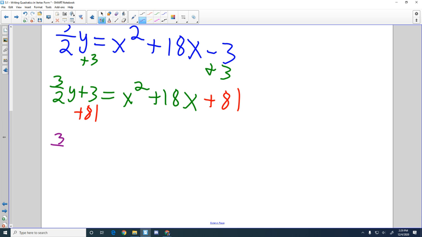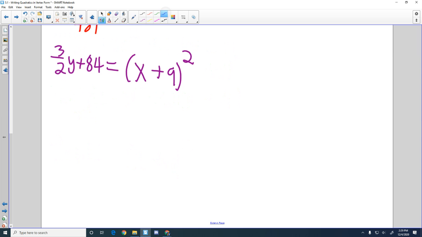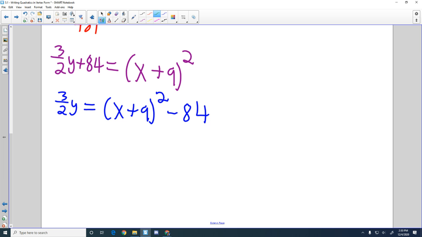Good. 3/2 y plus 84 equals, nice, x plus 9 squared. Awesome. Subtract the 84. 3/2 y equals x plus 9 squared minus 84. There's a fraction in front of the y. How do you cancel out a fraction? Got it. Multiply by the reciprocal. Flip it, just like we did in the very first step.